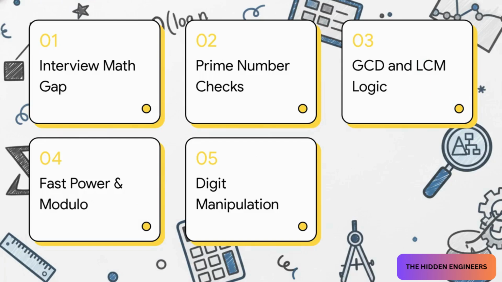So, here's our game plan. We're building what I like to call the coder's math toolbox. First, we'll talk about what this interview math gap even is. Then, we're going to add 5 absolutely essential tools. Optimized prime number checks, for speed, then GCD and LCM logic for efficiency. After that, fast power and modulo for handling those ridiculously large numbers, and finally, some crucial digit manipulation tricks that pop up all over the place.